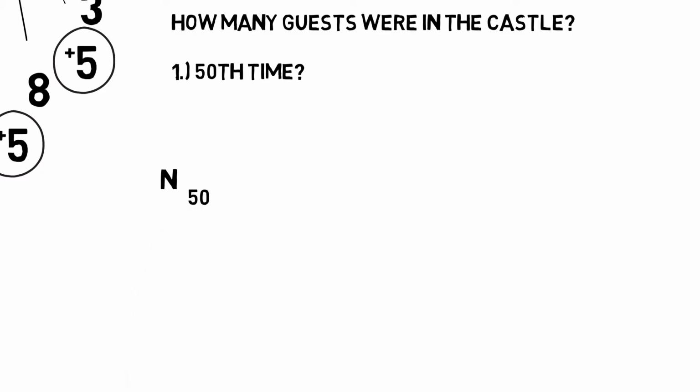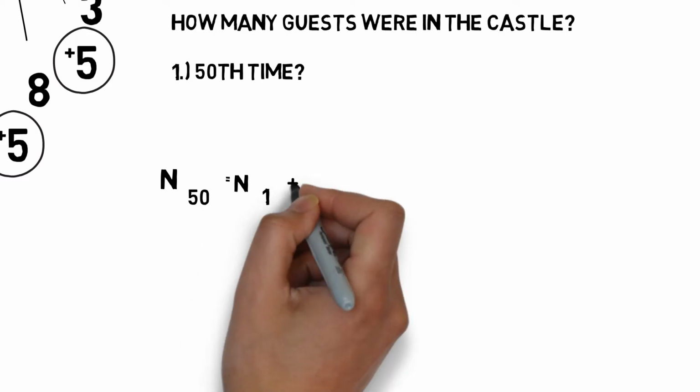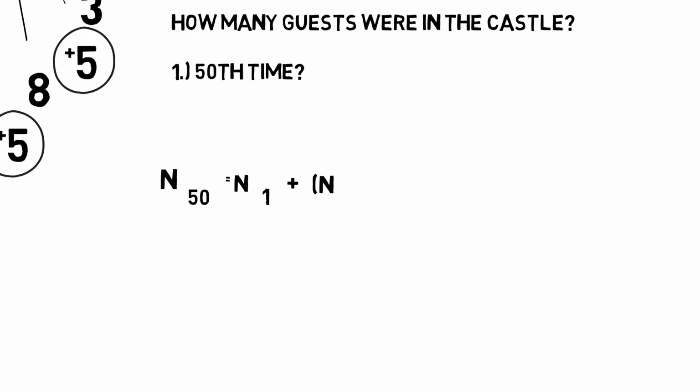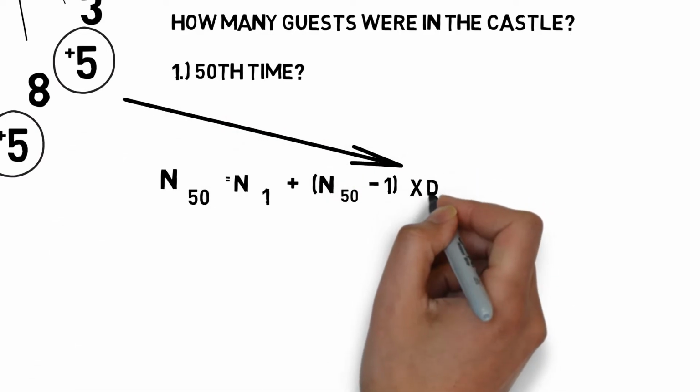All right, let's figure out how many people walk in on the 50th time the drawbridge goes down. Our mathematical formula here, n50, that means term 50, the drawbridge goes down the 50th time, equals how many people walked in on the first time the drawbridge goes down, n1, plus n minus 1 times d. So our constant here, d, is 5, because there are always 5 people more.